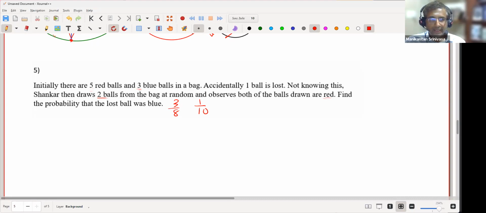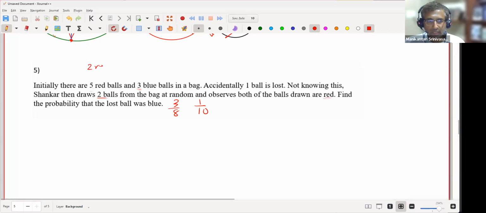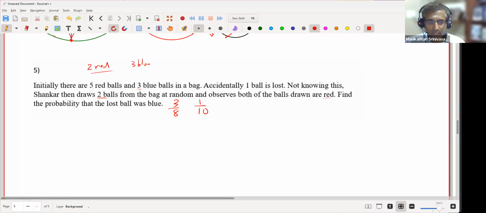Okay, let's take this case. Instead of this, I'll just say 2 red balls and 3 blue balls. So I'll replace this problem with 2 red balls and 3 blue balls. Now read the problem again. Accidentally, one ball is lost. Not knowing this, Shankar draws 2 balls and observes both of them are red. What is the probability the last ball was blue? Isn't it 1? Because if I'd lost the red ball, then I could not have got 2 red balls.